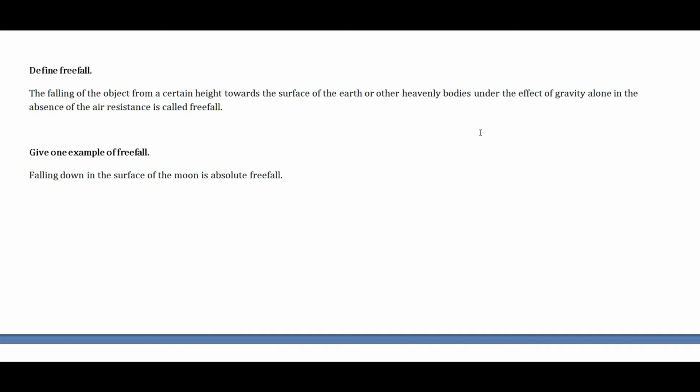And similarly, falling down on the surface of Jupiter as well, or other planets as well, because in the case of other planets there is no presence of atmosphere, and only on the earth the falling down of an object is not free fall, because there is presence of atmosphere on the earth. And when any object falls downward, then gravity acts on the object in a downward direction, but the air resistance also acts on the object in an upward direction. That is the reason there is no free fall of an object on the earth.